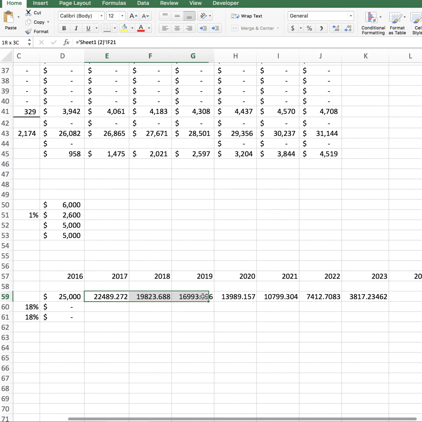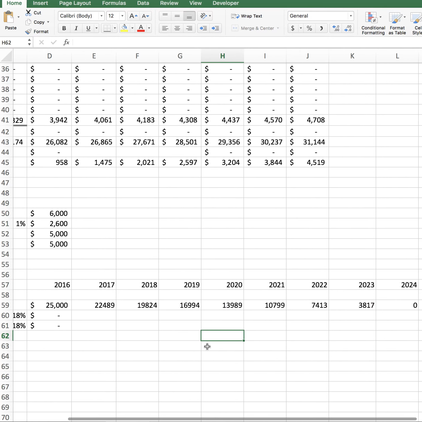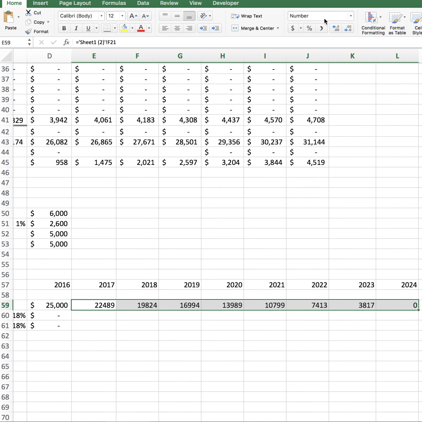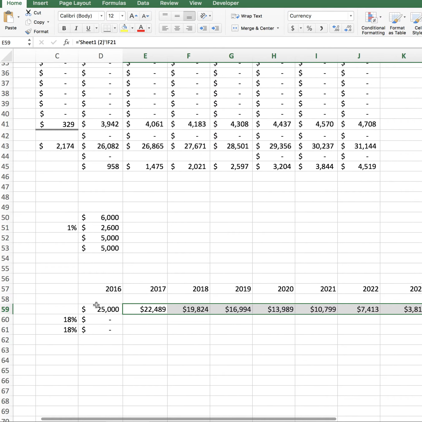Also, all these decimals, we don't need all those decimals, so we're going to get rid of all the decimals out of it. And that will tell us how much it is. And we might want to turn it into currency. So we just turn it into currency here. And we can see, oh, we got to get rid of the decimals again. And we can see how much we owe for each year. So we owe $25,000 this year. We owe $22,000, $19,000, $16,000, $13,000, $10,000.